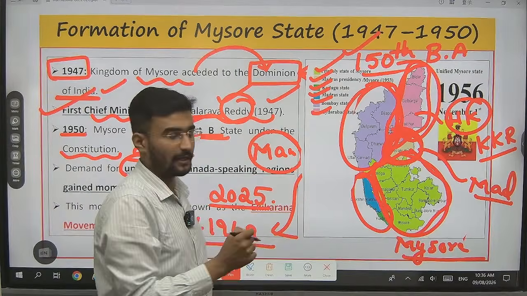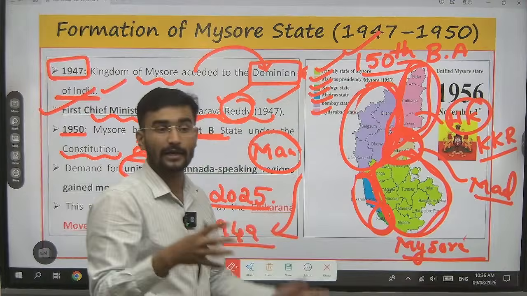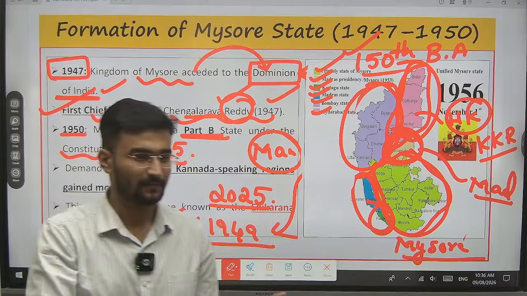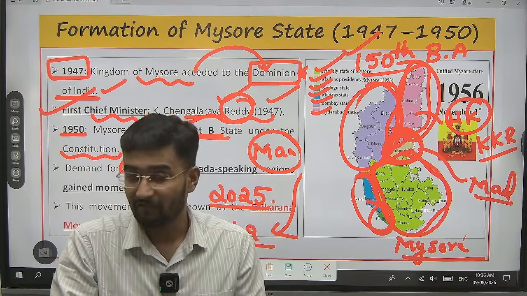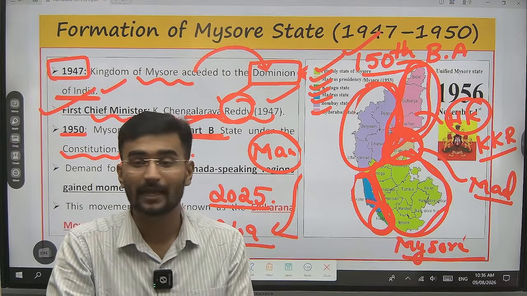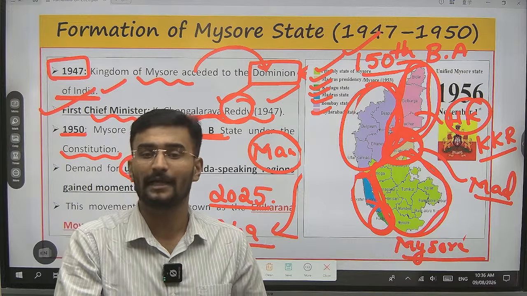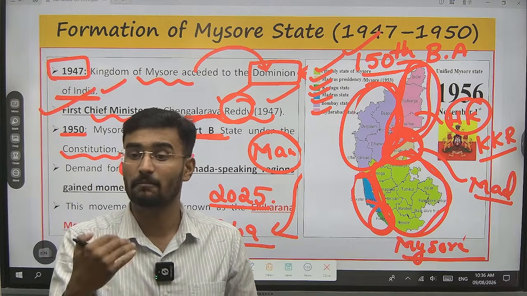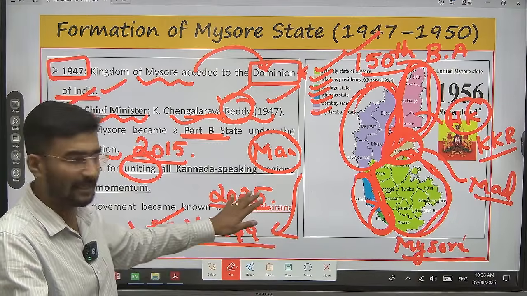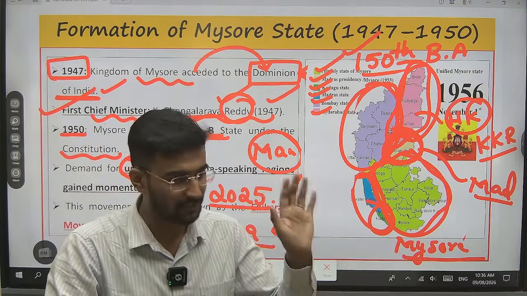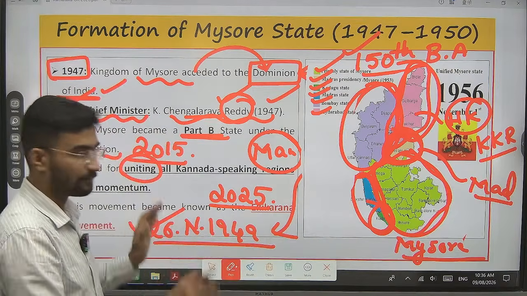ಜೊತೆಗೆ ಈ ಕೊಡಗು ಎಲ್ಲದನ್ನು ಕೂಡ ಇಂಟಿಗ್ರೇಟ್ ಮಾಡಬೇಕು ಅನ್ನೋ ಒಂದು ಕೂಗು ಕೇಳಿಸಿತ್ತು. Now, after the demand, we integrated into a single union, a single territory, and we named it Mysore state. This you should be aware of. We have named it Mysore state.